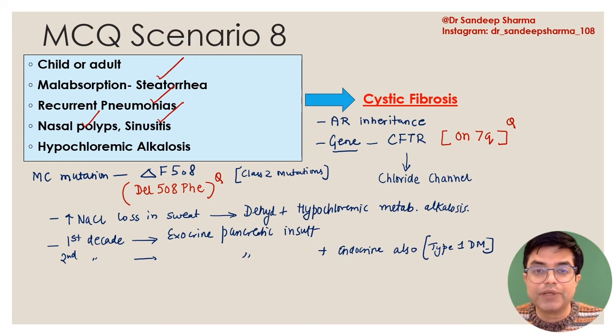The answer is no, because in the first decade only exocrine insufficiency is there, which is causing malabsorption. In the second decade of life, due to a variety of reasons, the endocrine part also gets involved, and so diabetes mellitus along with steatorrhea along with recurrent pneumonias will occur in the patient.